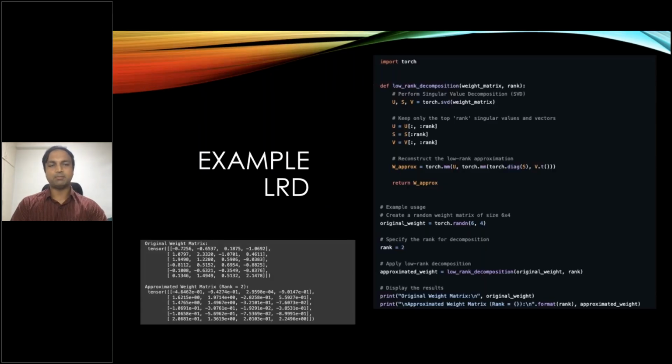Now, this is obviously a sample implementation showing how the original weight matrices used to look and how they look now with respect to LRD.